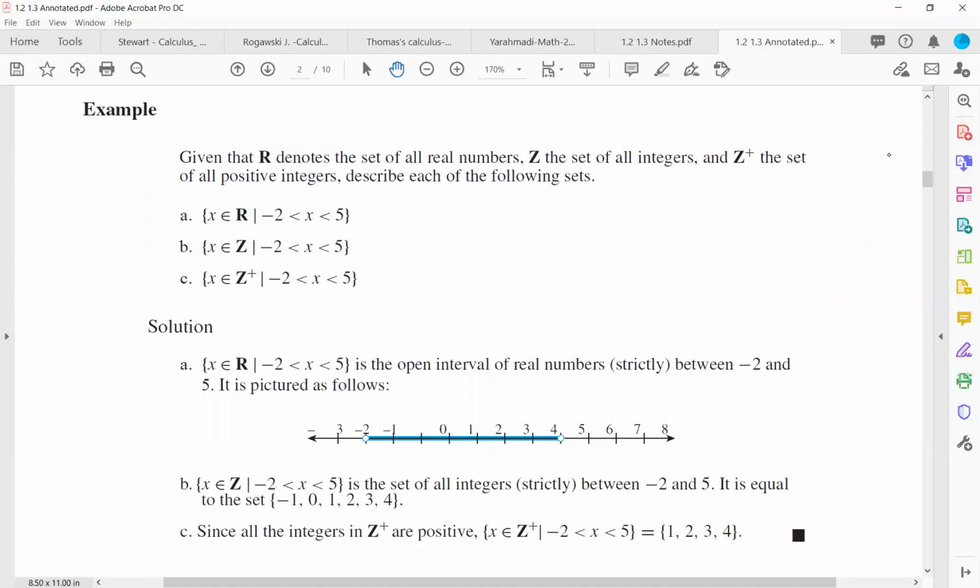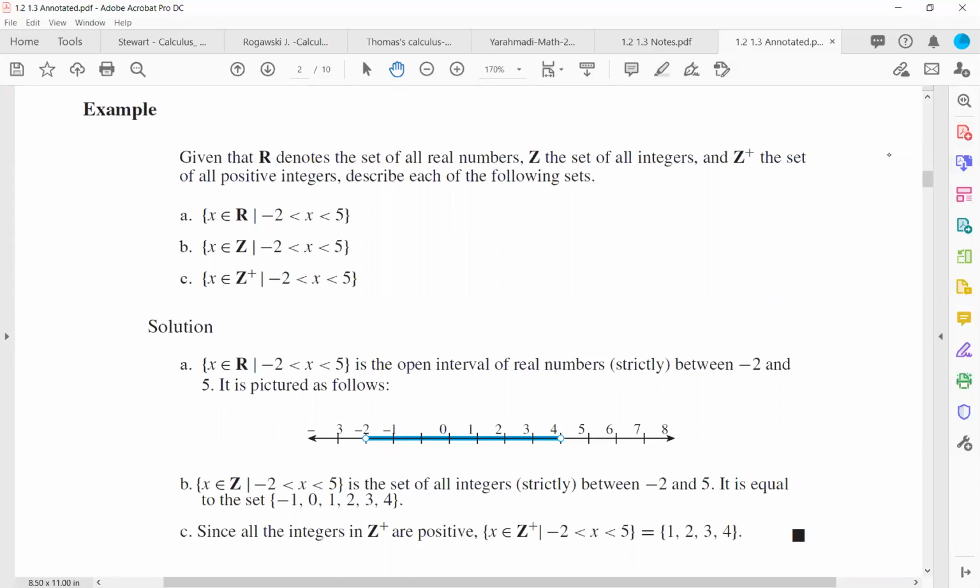So one of them is -1, the other one is 0, the other one is 1, 2, 3, and we stop at 4. Finally, for part C, it says all positive integers such that X is between -2 and 5. If you count all of those positive values between -2 and 5, it's just counting numbers 1, 2, 3, and 4. So in set A, there are infinitely many numbers in between these two.